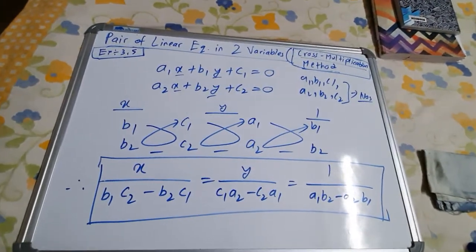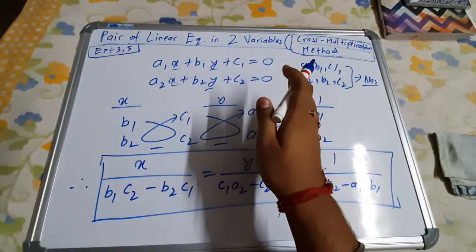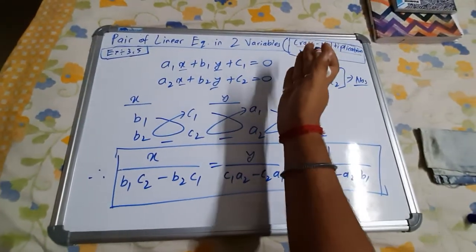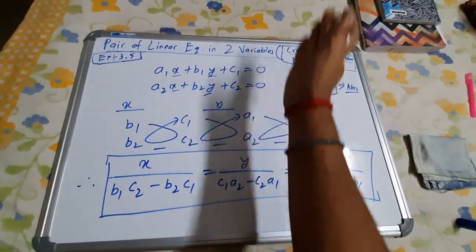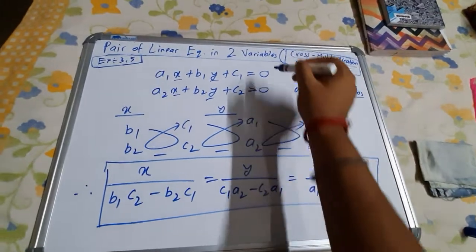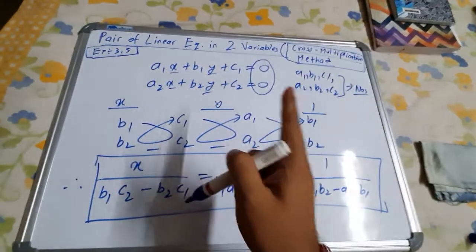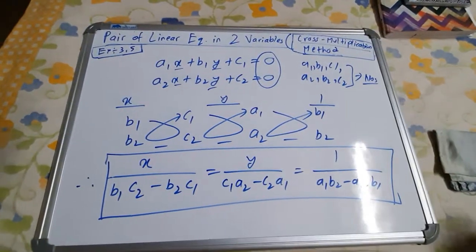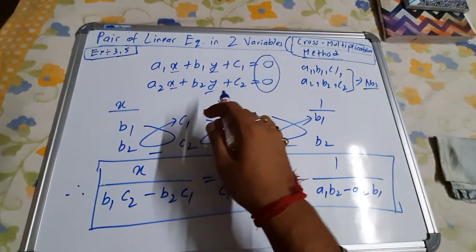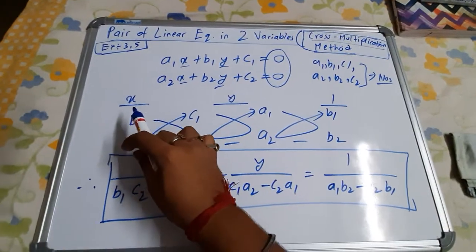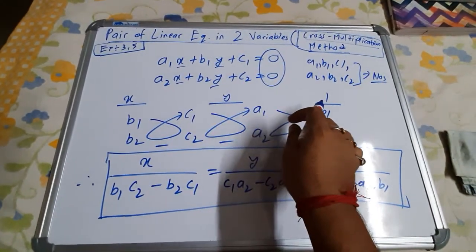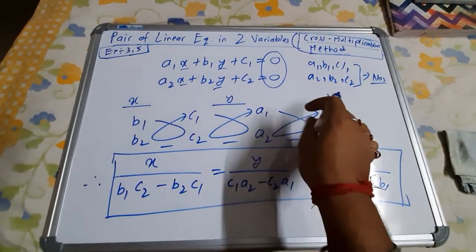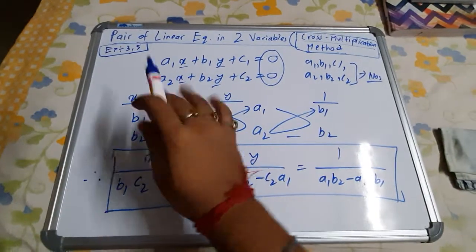Now, when we do cross multiplication, we have to take all the constants from the right hand side and put them on the left hand side, so that the right hand side becomes 0. This is a compulsory step in cross multiplication. Now we have to write x, then y, then 1, like that. Below x we have to write something.